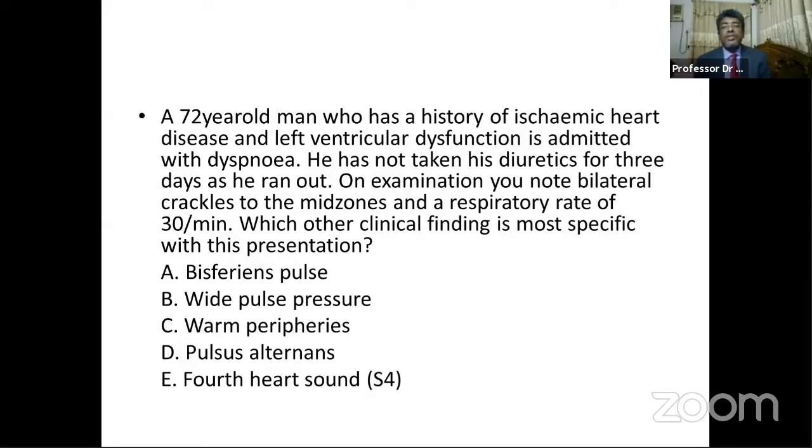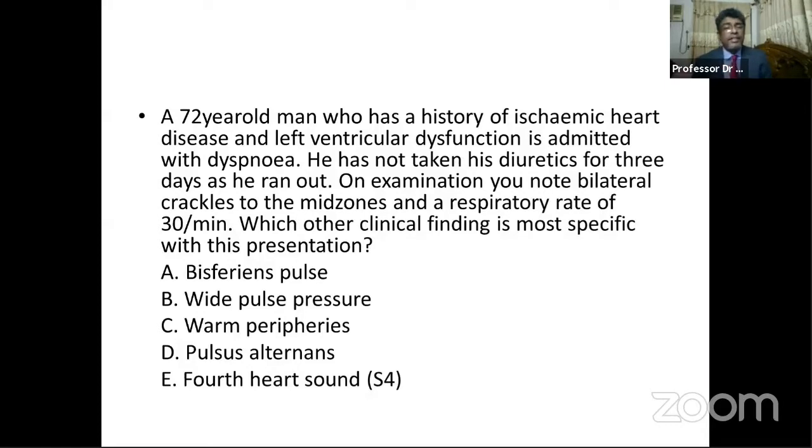On examination, you note bilateral crackles up to the mid-zones, and a respiratory rate of 30 per minute. That is, now he has rapid breathing, and also the man has bilateral crepitations, and those crepitations are up to the mid-zones, so the patient should have severe shortness of breath. Which of the clinical findings is most specific with this presentation?